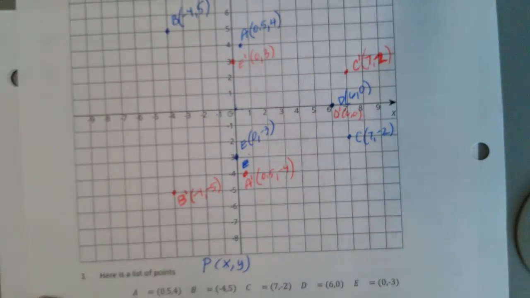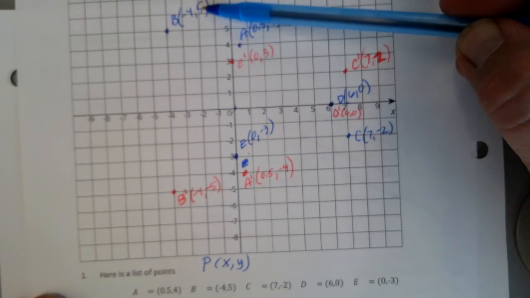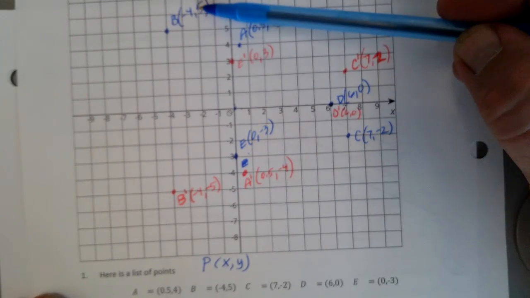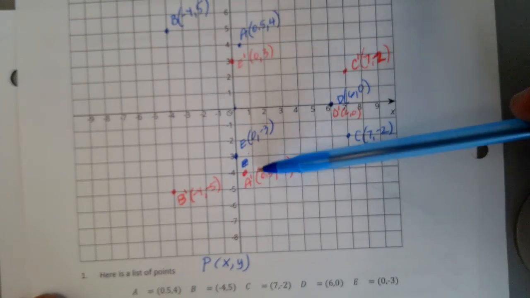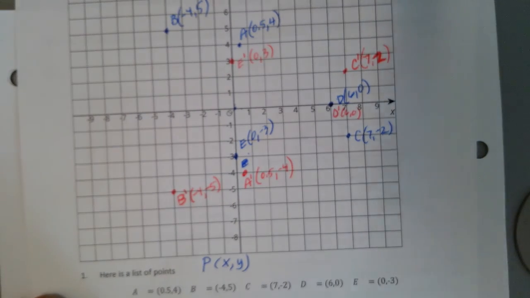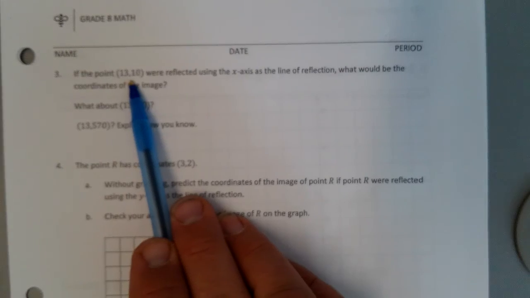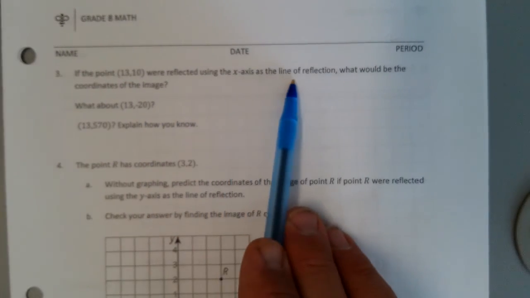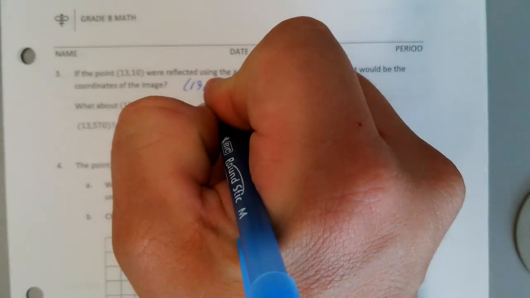And what I've noticed, or what I think I noticed, is a pattern here. Under a reflection across the x-axis, I see a vertical change. And under that vertical change, I only see the y-coordinate changing. The x-coordinate didn't ever change from its original, but the y-coordinate always took on its opposite. What that tells me then is if the point (13, 10) were reflected across the x-axis as a line of reflection, then the new ordered pair would be (13, -10).